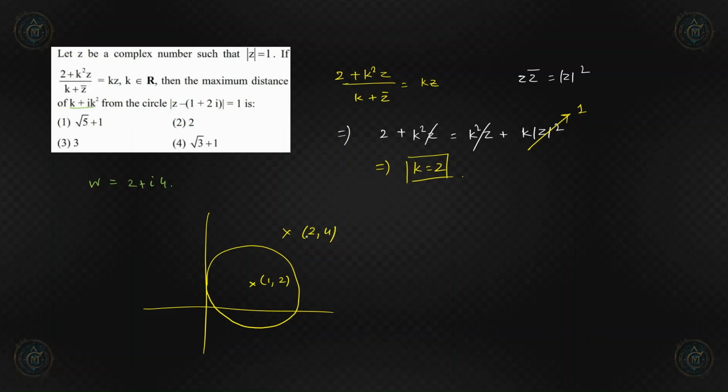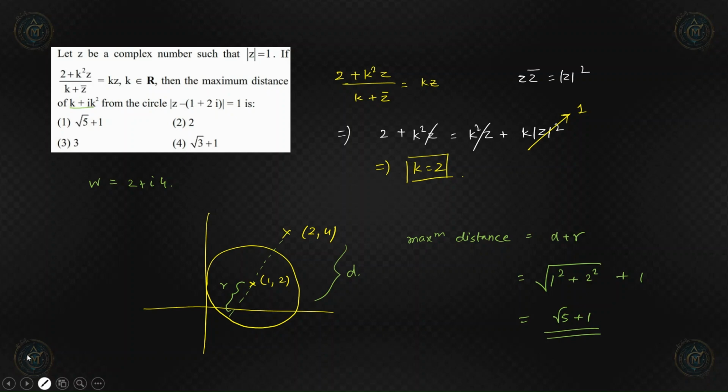So we can find the maximum distance of this point (2, 4) from this circle. This will be nothing but the radius of this circle plus the distance between these 2 points (1, 2) and (2, 4). Let's call this d. So maximum distance will be d plus r. So d plus r will be, this is how much? This is square root of 1 square plus 2 square, plus this r is 1. So we have maximum distance as root 5 plus 1. That means we have option 1 as our correct option. So let's proceed with the next problem.